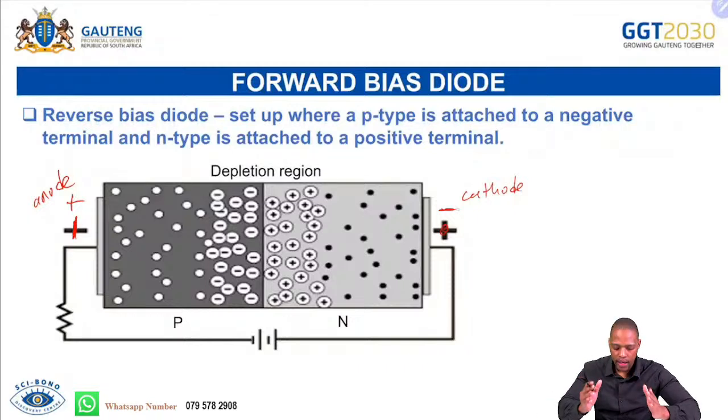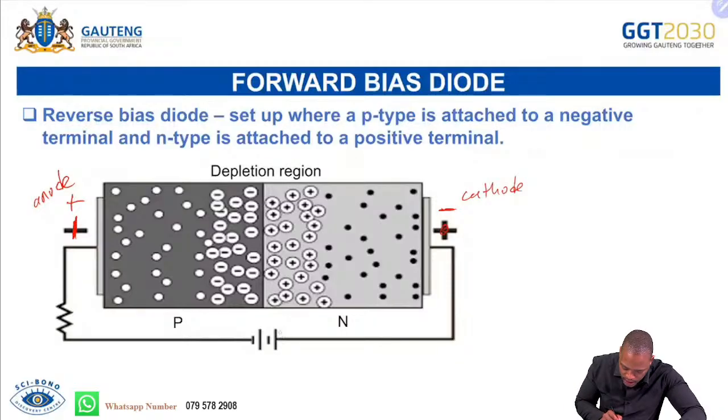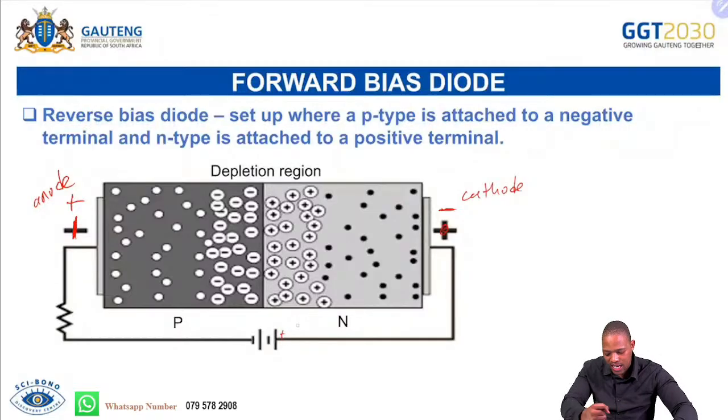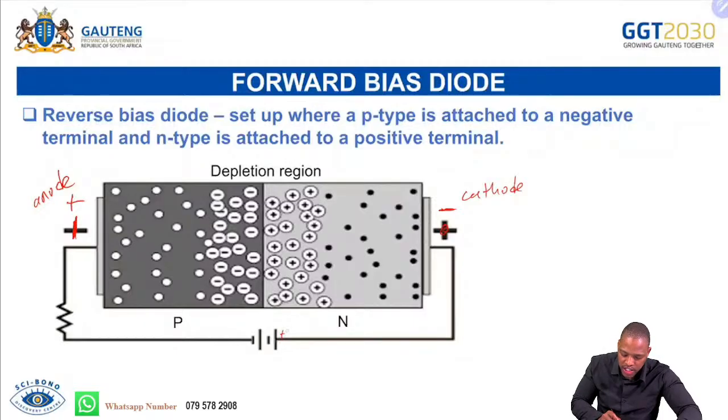Okay, in that case, we are going to run into a problem. Now, how so? Remember that this is positive and we have electrons in the N-type. What is this positive going to do? These positive charges will attract these electrons, so electrons will move in this direction, attracted by the positive, right?